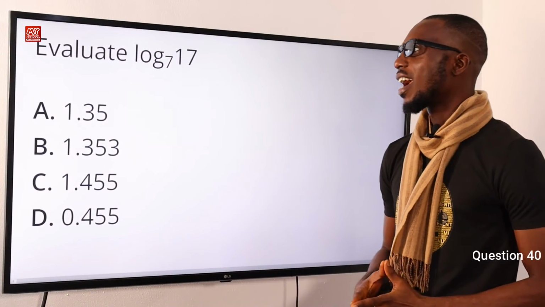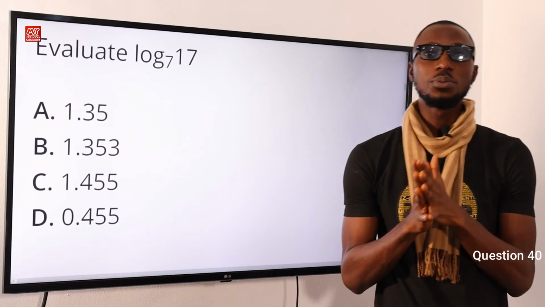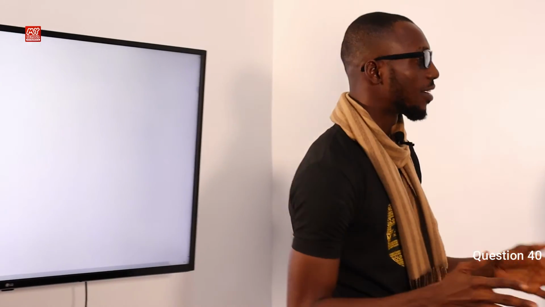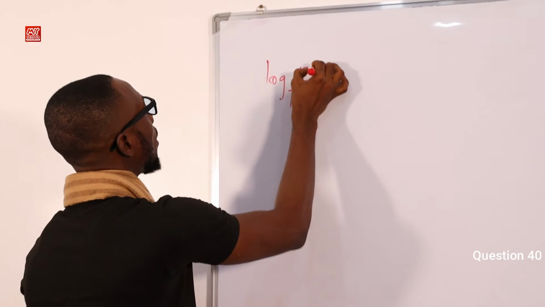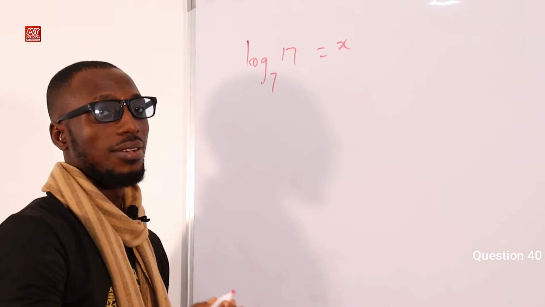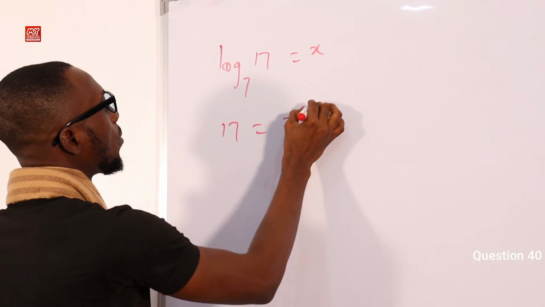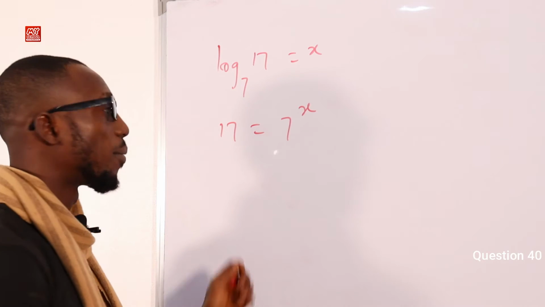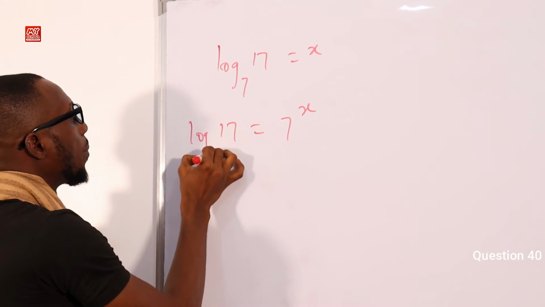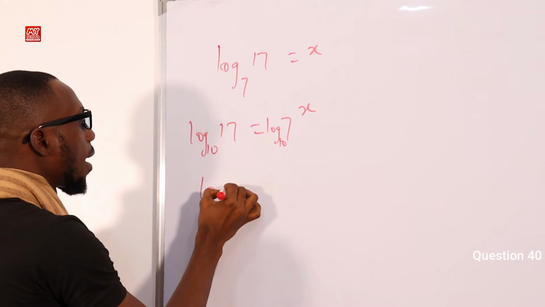Question 40, evaluate log base 7 raised to power 17. So this is just what we have to do. Log base 7 of 17, remember, equals X. So when you send this here, it's going to become 17 equals 7 raised to power X. Then you make use of log base 10 for both sides. So I have log base 10 of this, log base 10 of this. So this is what I'm going to have properly.